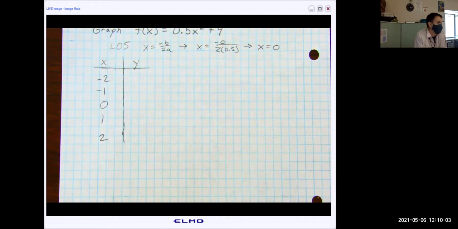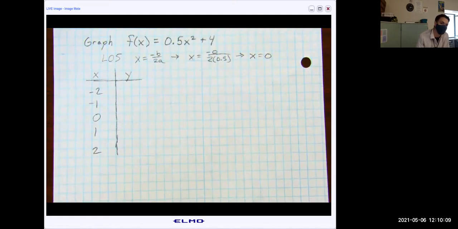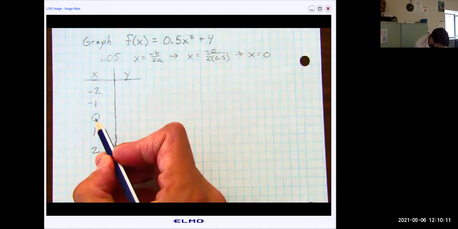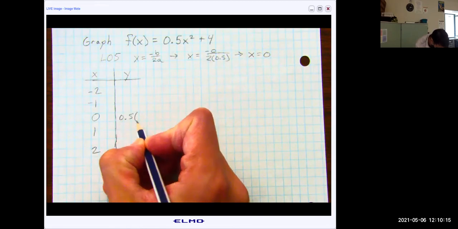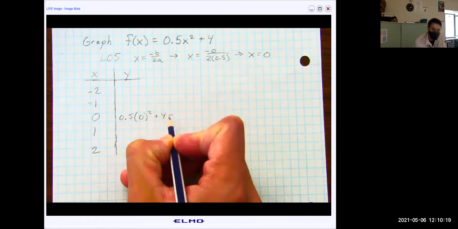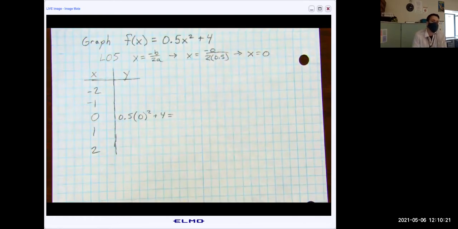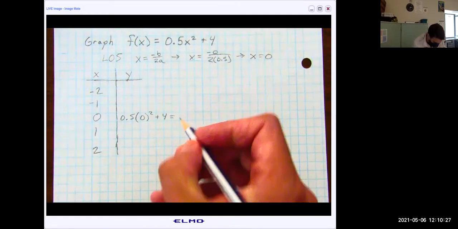And now we're going to find our y's. So everywhere we see an x, we're going to replace it with our number. And again, start with the LOS. So this is going to be 0.5 parentheses 0 squared plus 4. 0 times 0 is just 0. Times 0.5 is still 0. So y is 4.